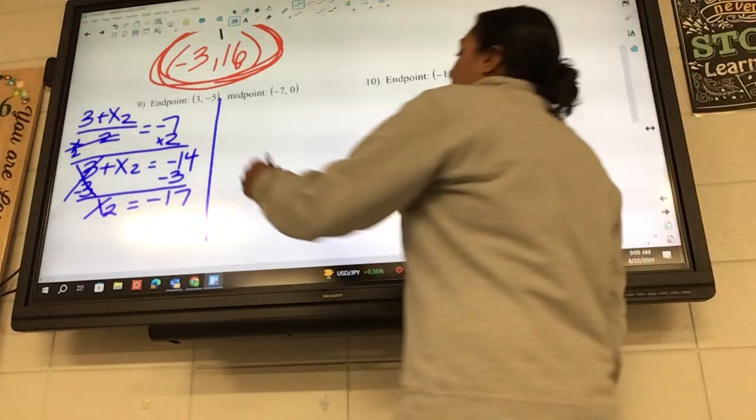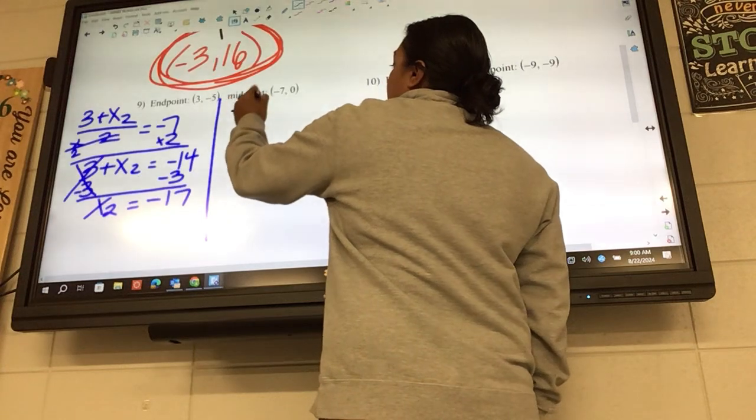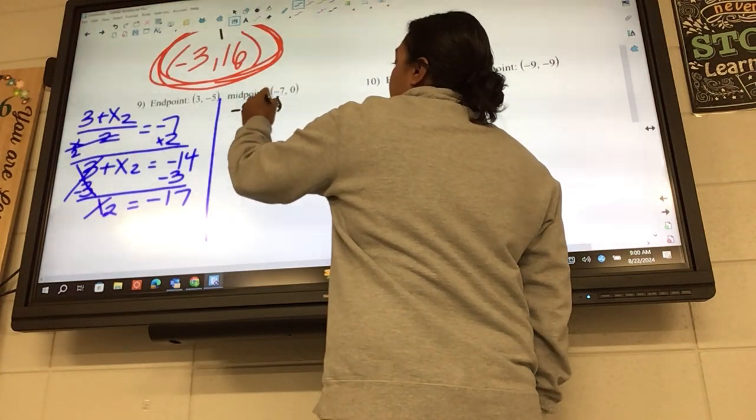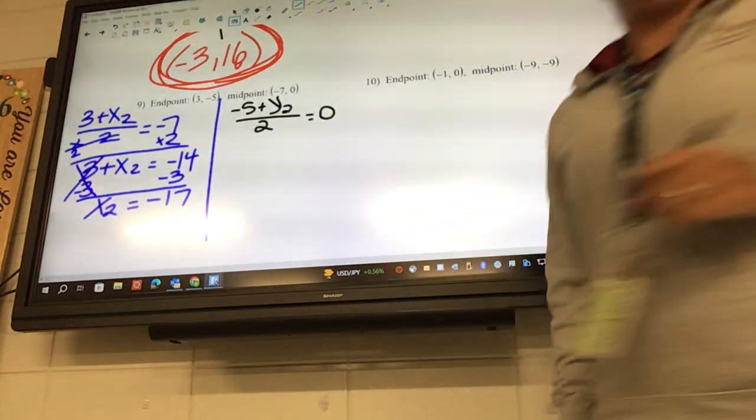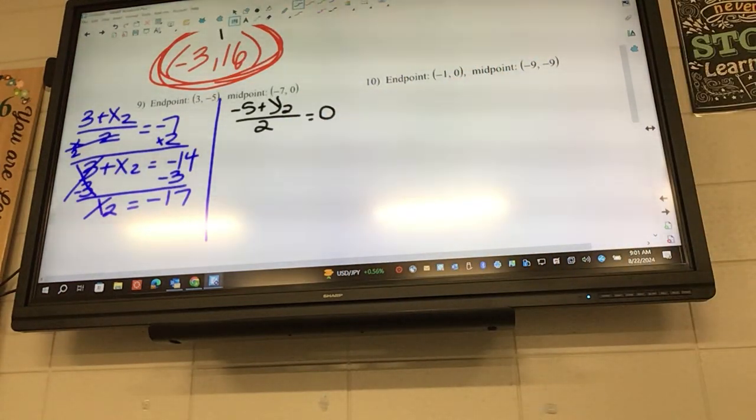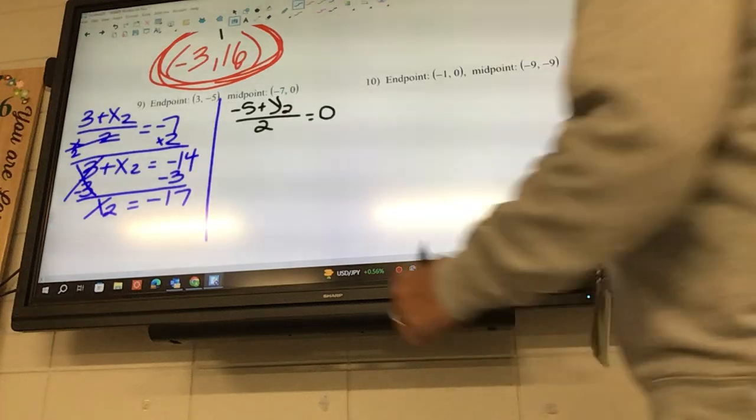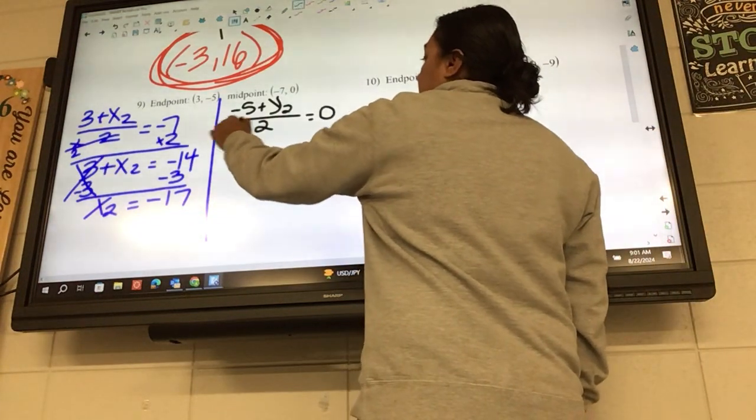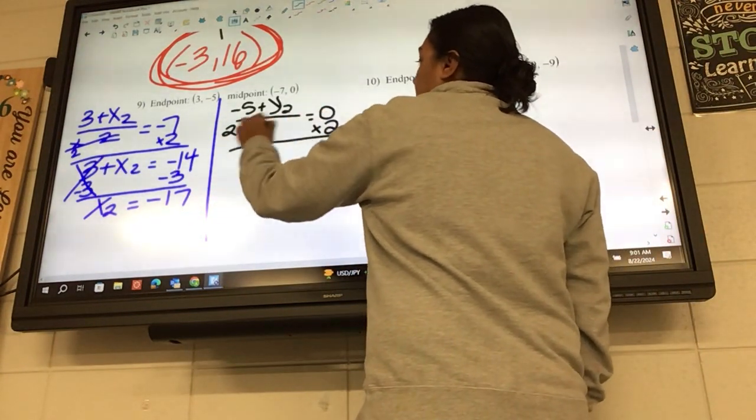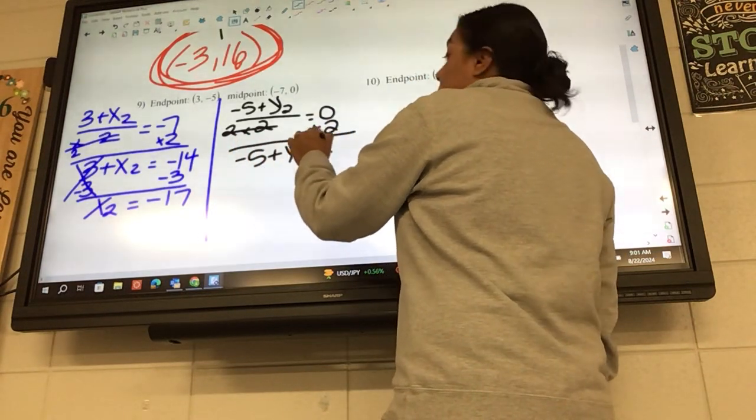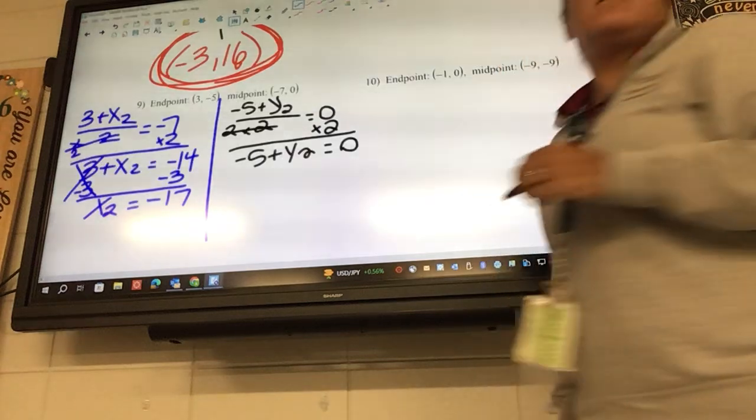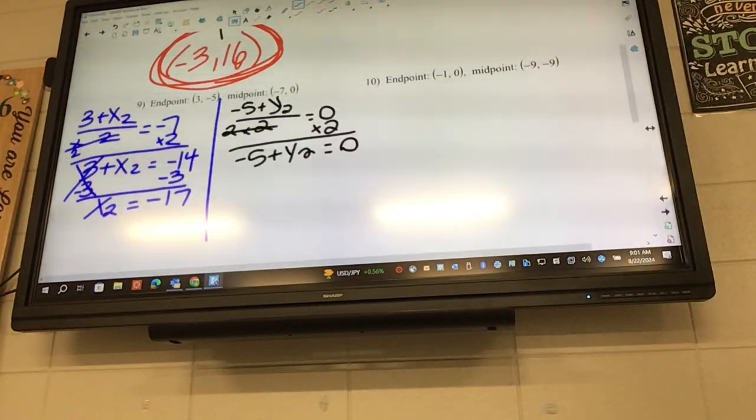Okay, for the y's, we got (-5 + y2) / 2 = 0. Times it by 2 on both sides. Then we add 5 on both sides.